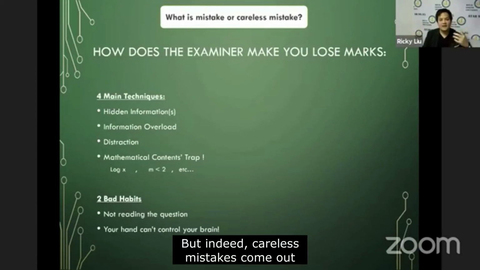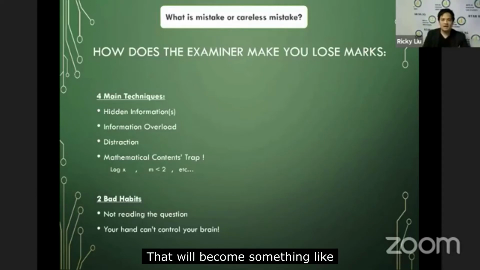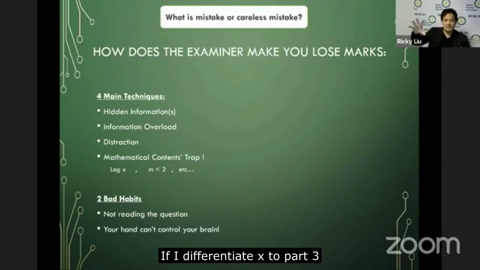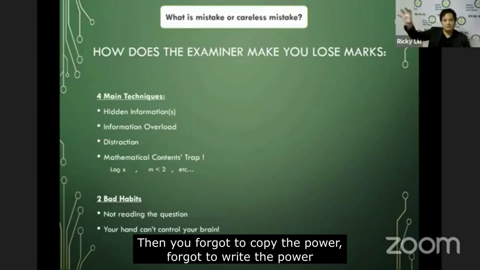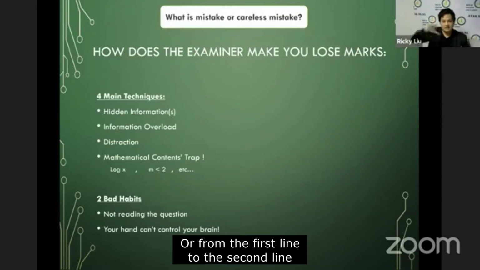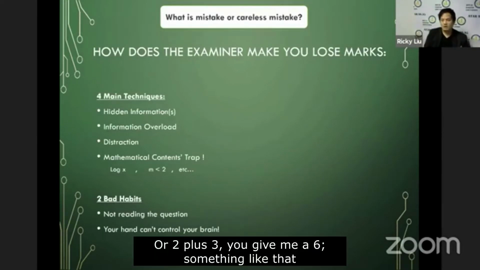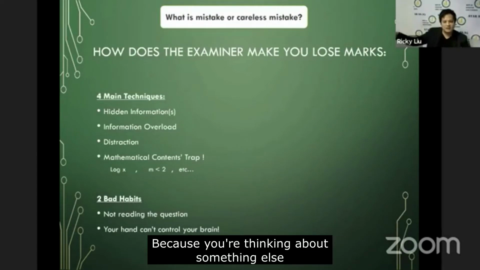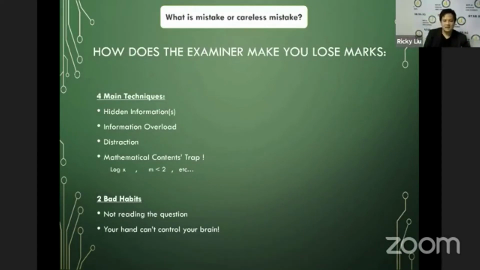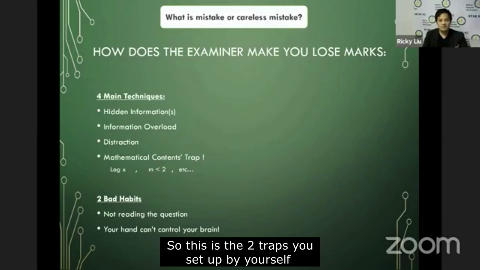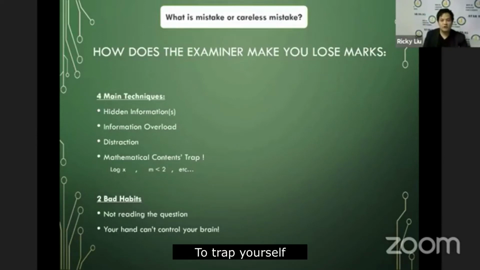But indeed, careless mistakes come out because it doesn't match. For example, if I differentiate x to the power 3, you forgot to copy the power. Or from the first line to the second line, you forgot to copy a 5 or 6. Or 2 plus 3, you give me a 6. Because you're thinking about something else, you're not on the current step. So these are the 2 traps you set up by yourself to trap yourself.